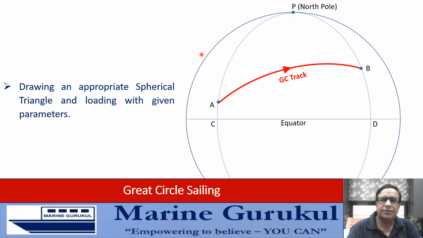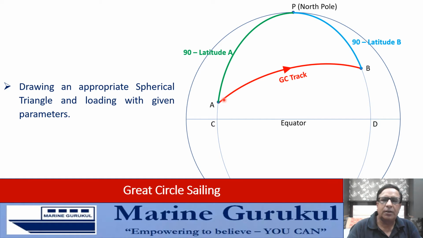In this case, this is the GC track from A to B. This green shaded arc is the arc of meridian of A from P to A. Up to the equator, we all know it's 90 degrees. From the equator to A, this arc is equal to the latitude of A. So therefore, this side becomes 90 minus latitude of A. Exactly the same way, PB becomes 90 minus latitude of B.